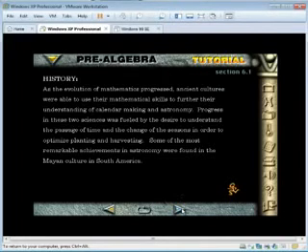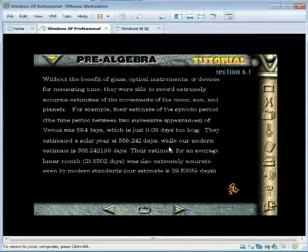Some of the most remarkable achievements in astronomy were found in the Mayan culture in South America. Without the benefits of glass, optical instruments, or devices for measuring time, they were able to record extremely accurate estimates of the movements of the moon, sun, and planets. For example, their estimate of the synodic period, the time period between two successive appearances of Venus, was 584 days, which is just 0.08 days too long.